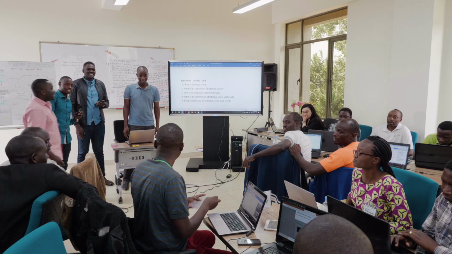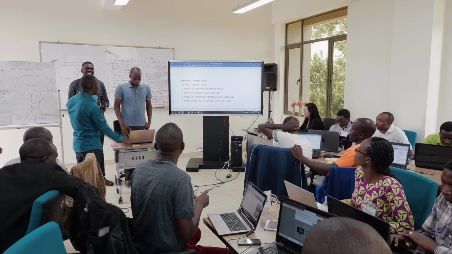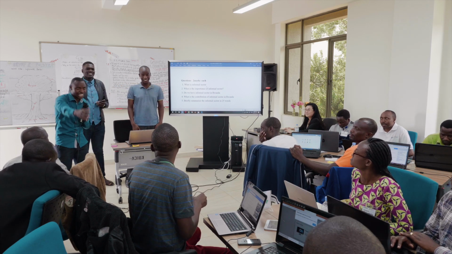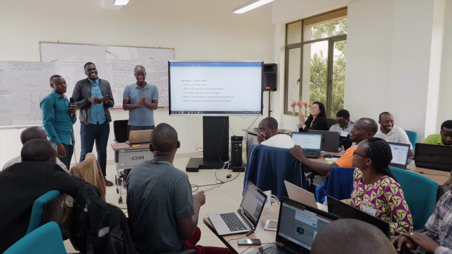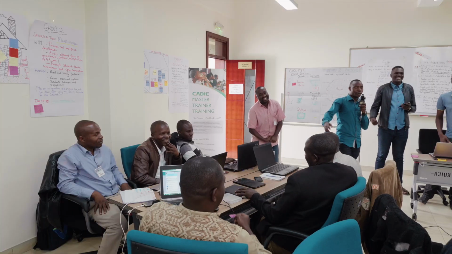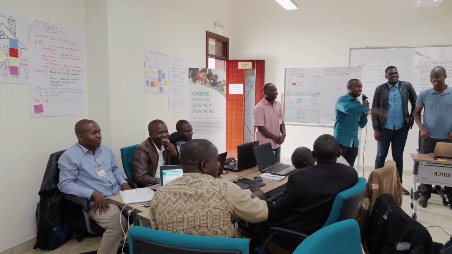You pick one. You open the number. Question number? Number 3. Number 3 says, do we have informal sector in Rwanda? Yes. Thank you. Give it up to him. Keep rotating. All right, anyway. Thank you very much.